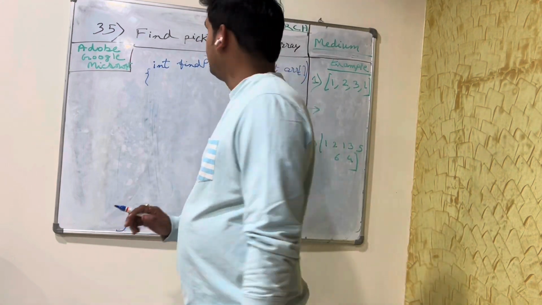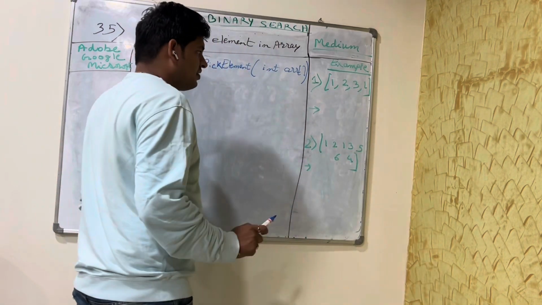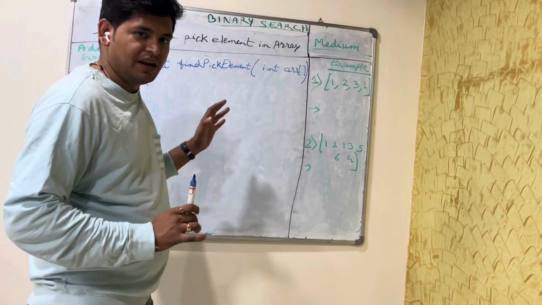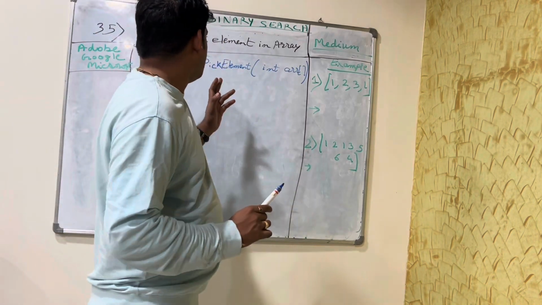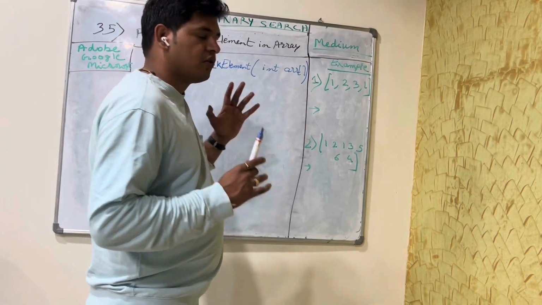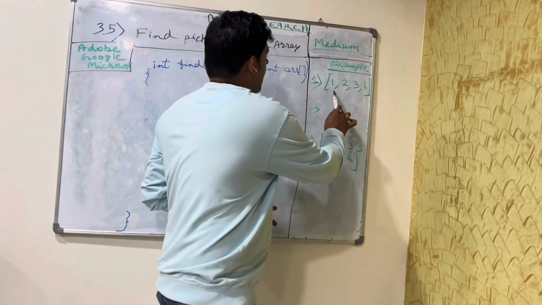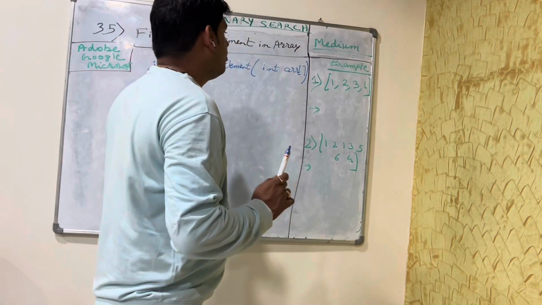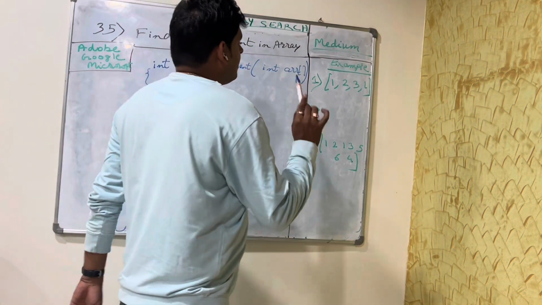What is a peak element? In this example you can see that this is not a sorted array. We know that we can apply binary search in a sorted array or a rotated sorted array, but this is neither sorted nor rotated. This is a normal array. We need to find the peak element. Now what is a peak element?